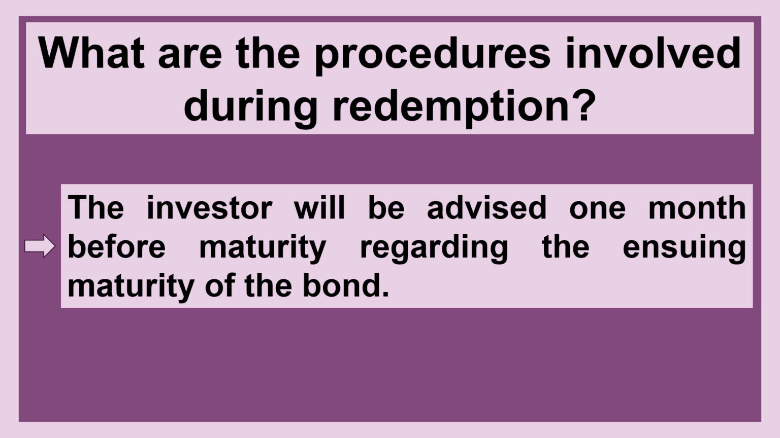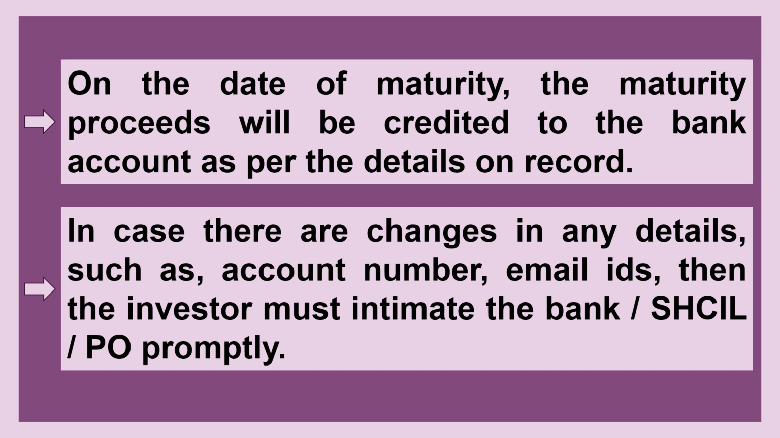What are the procedures involved during redemption? The investors will be advised 1 month before maturity regarding the ensuing maturity of the bond. On the date of maturity, the maturity proceeds will be credited to the bank account as per the details on record automatically. In case there are changes in any details such as account number, email IDs, then the investor must intimate the bank or SHCIL or PO promptly.